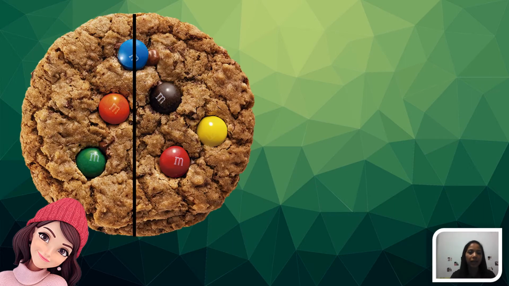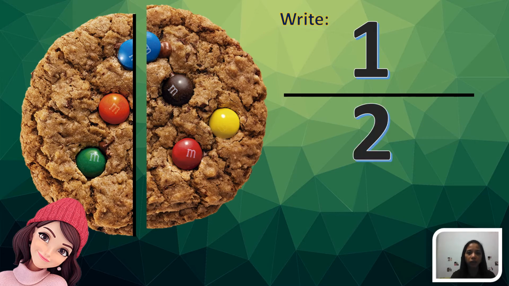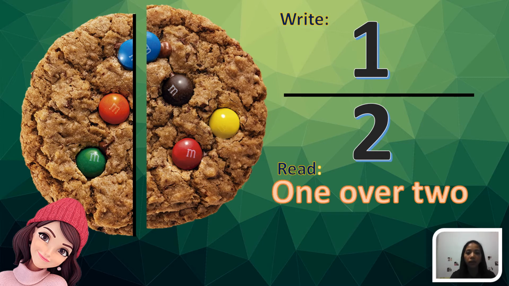Another example, I have a piece of cookie, and then I eat half of it. In writing a fraction, write the numerator first. So what is the numerator? I eat 1 part, meaning to say, the numerator is 1. And then put a separator or line over the whole part, which is 2. So how do we read this fraction? This is 1 over 2, or 1 half.